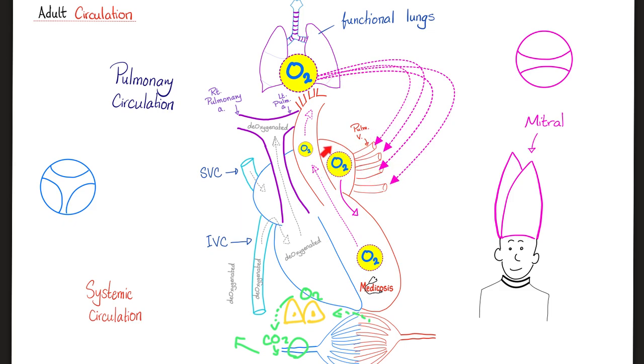Oxygenated blood will enter the left atrium. The left atrium will push it, the atrial kick, to the left ventricle via the mitral valve, which has only two cusps. This is the only valve in the heart with two cusps. The other three have three cusps each.